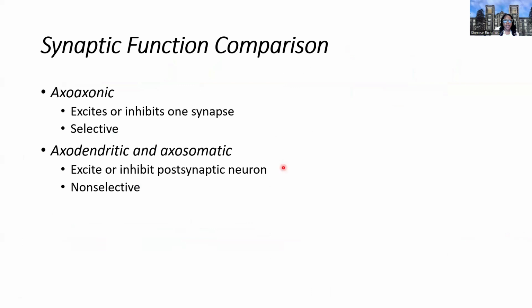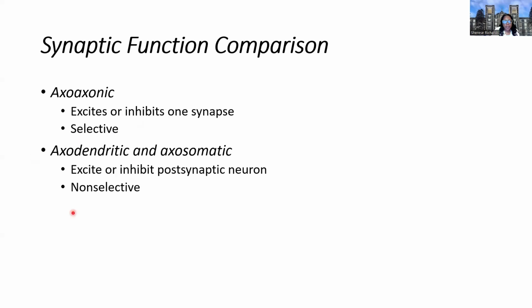So just to describe this further, the type of synapse is axo-axonic. It can either excite or inhibit another synapse that's already happening. And it is selective, right? This is what we mean by only one modulating neuron can basically modulate an existing synapse. So the modulating neuron is selective to the single synapse that it is modulating, whether it's inhibition or facilitation.